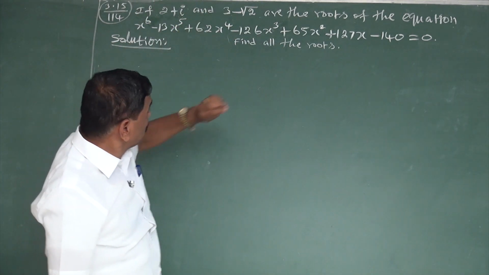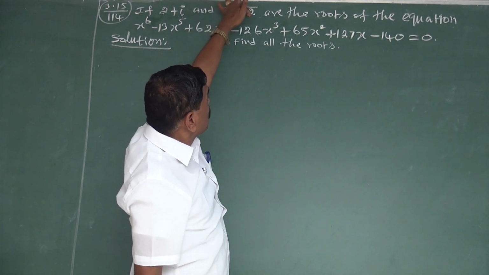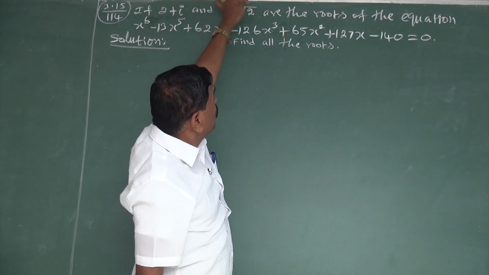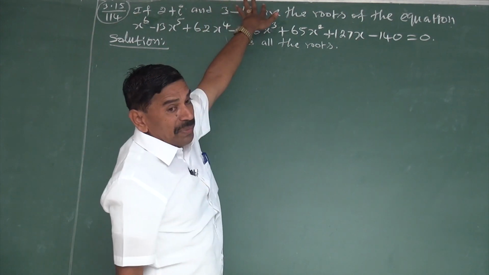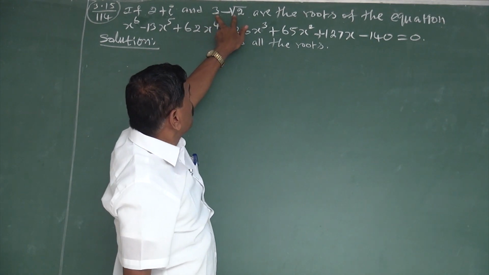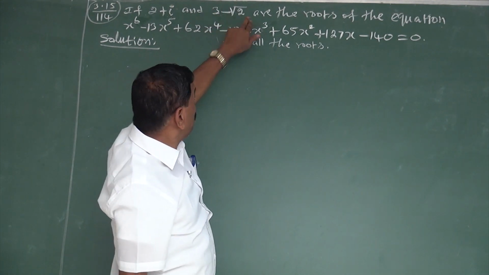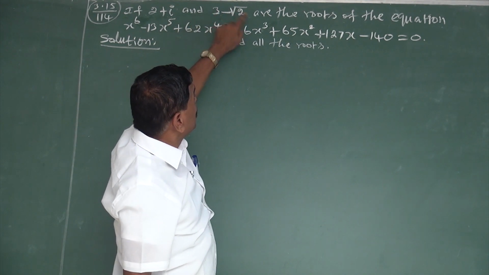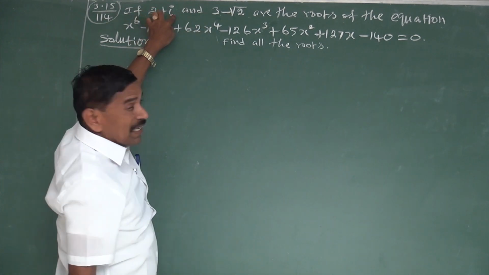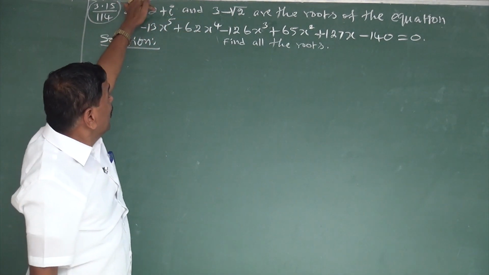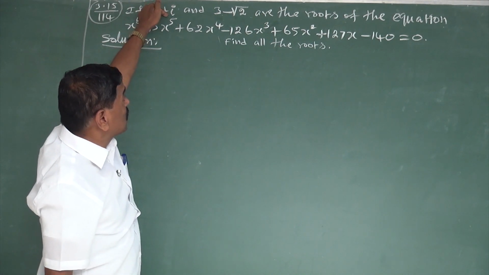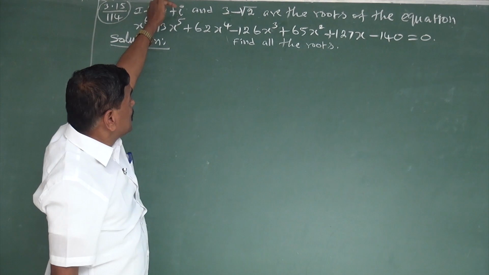Okay, next. Here 3 minus root 2. What is 3 minus root 2? Very good. 3 minus root 2 is an irrational number. And we know that irrational roots occur in pairs. If one root is 3 minus root 2, then the other root is 3 plus root 2. So again, 2 plus i is a complex number where the real part is equal to 2 and the imaginary part is equal to 1, the i coefficient. Understood?